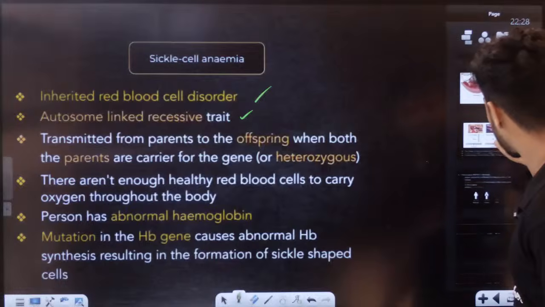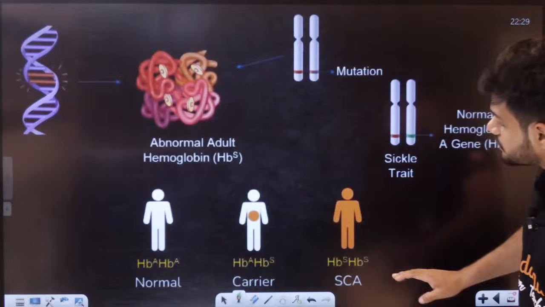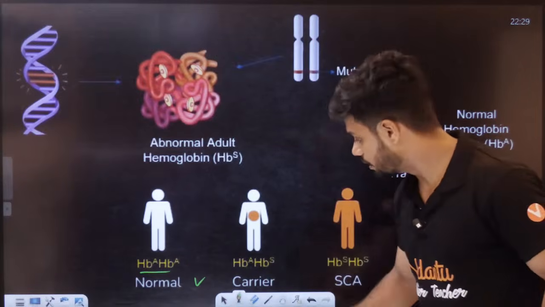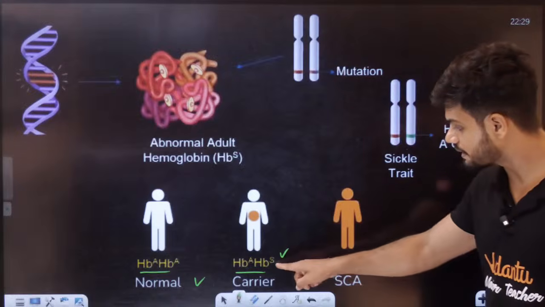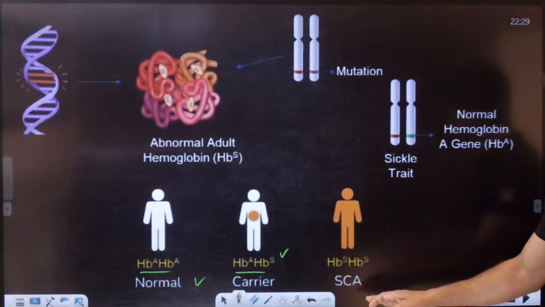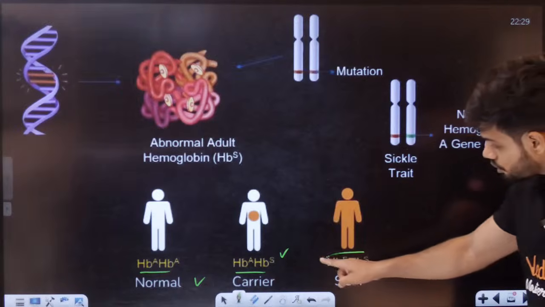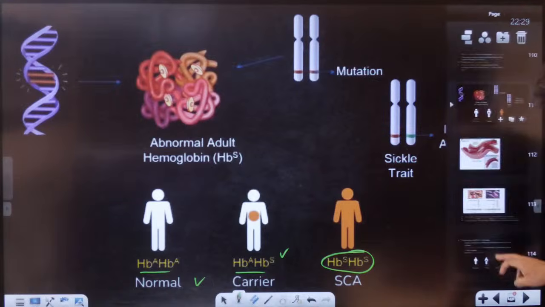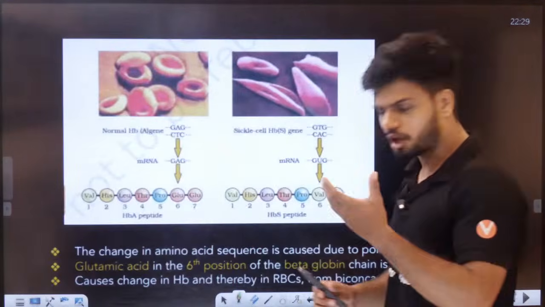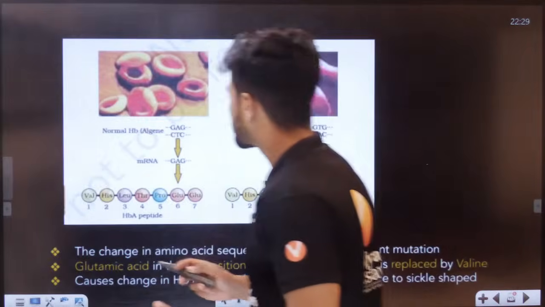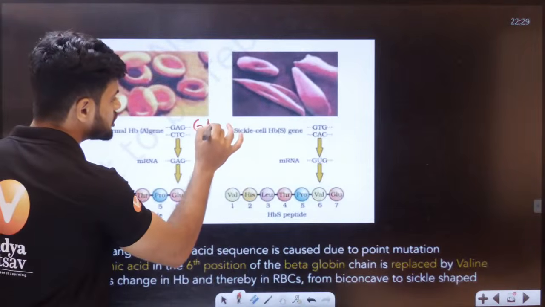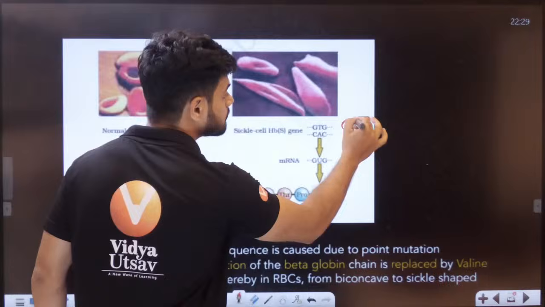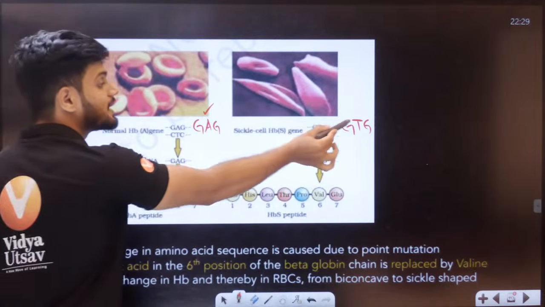Now students, what happens in the disease condition? There are three categories here. A normal person will have two normal hemoglobin alleles. A carrier will have one sickle cell allele. For sickle cell anemia to happen, both alleles should be affected. Now see this, how does it happen? In normal hemoglobin we have GAG here. Now here this adenine is replaced by thymine, giving GTG.